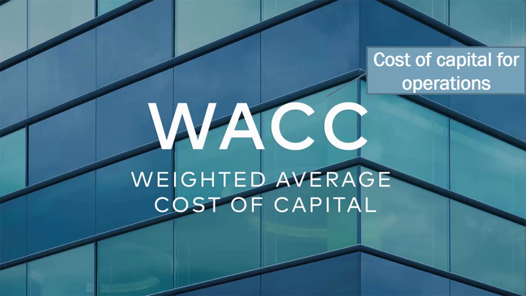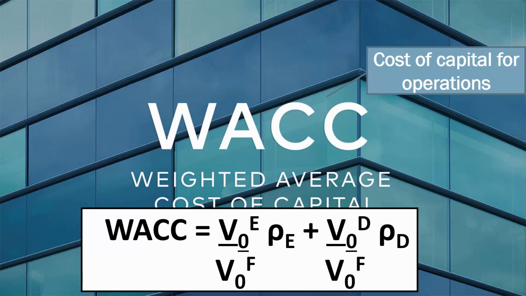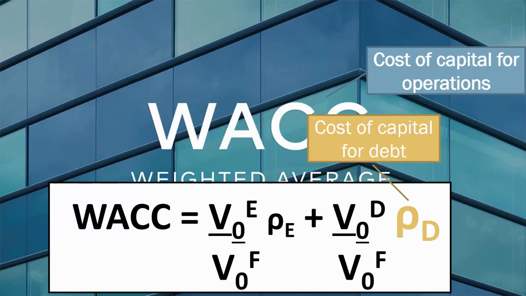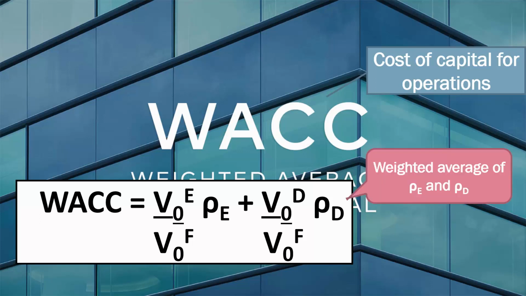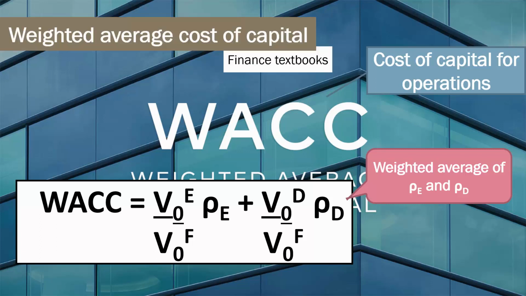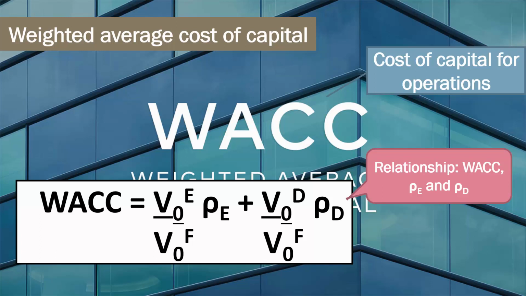It is easy to think that the cost of capital for operations, or the WACC, is derived from the cost of capital for equity and the cost of capital for debt. After all, the formula indicates the cost of capital for operations can be calculated as the weighted average of ROE and ROD. Indeed, the cost of capital for operations is usually referred to as the weighted average cost of capital, WACC, in finance textbooks. However, this formula simply sets out the relationship between WACC, ROE and ROD.